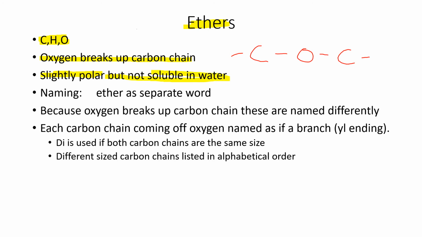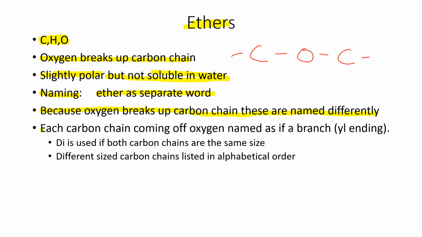Now, ethers, we end up naming these a little bit differently than our previous functional groups we've talked about because there's a disruption in the carbon chain. So these work by a little bit different process. In the naming, you're going to see ether as a separate word when we go through and name these. Because oxygen is breaking up the carbon chain, these get named a little bit differently. And we'll do some examples of this naming.